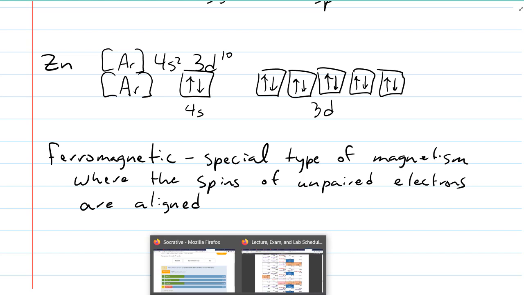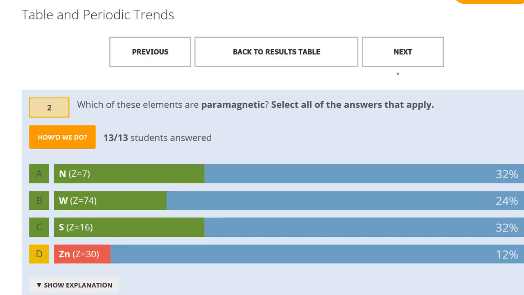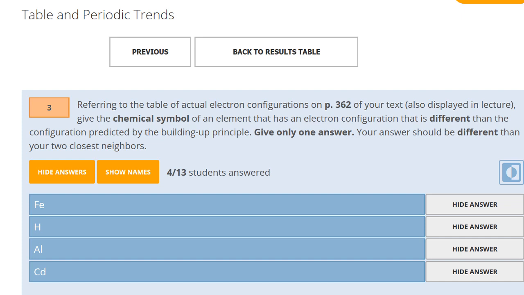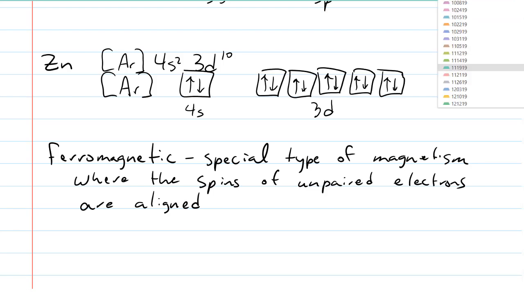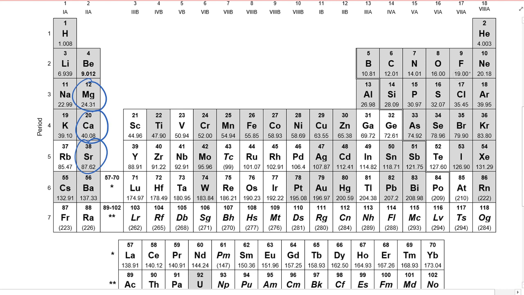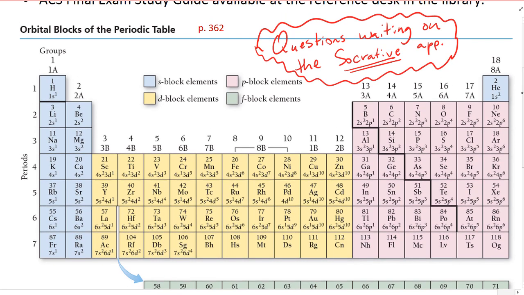All right, then our last question on the Socrative app today is one that has you refer to this table, and let me pull this table up here. Here we go. So take a look at this periodic table. Now this is a table of actual electron configurations. This is found on page 362 of your text.